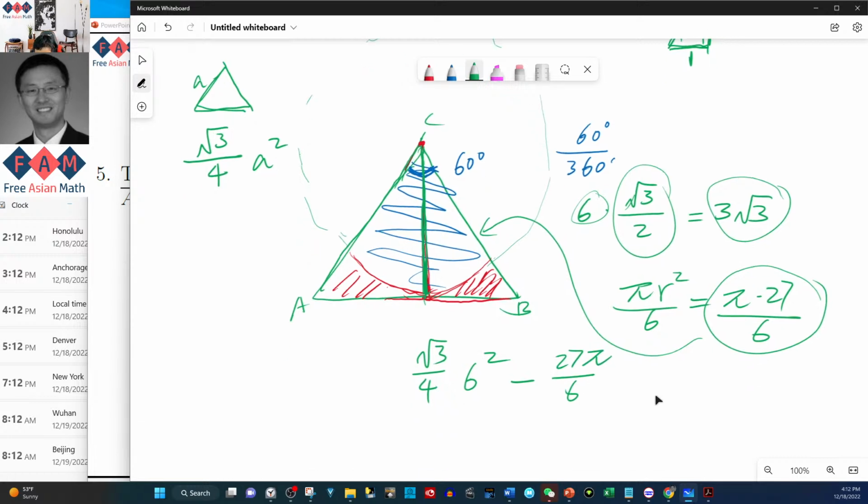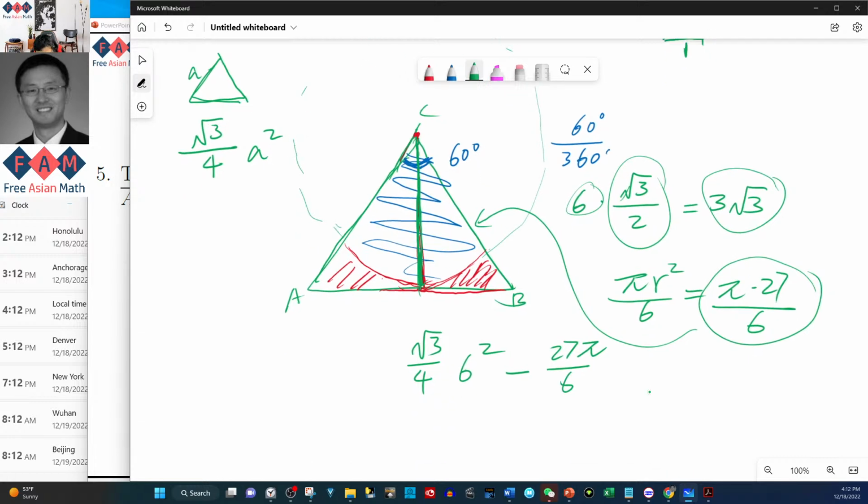Okay, so clearly 6 squared is 36. So this is 9 times square root of 3. Subtracting, we can cancel out the 3, subtracting this number. Okay, you can factor out the 9 or you don't have to. But regardless, this is the area of the shaded region.